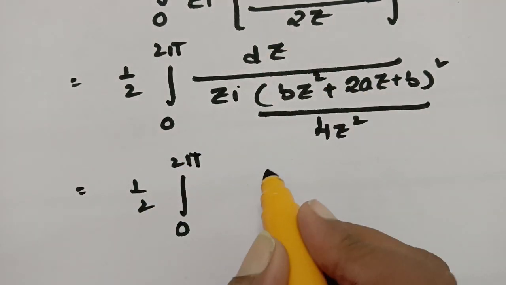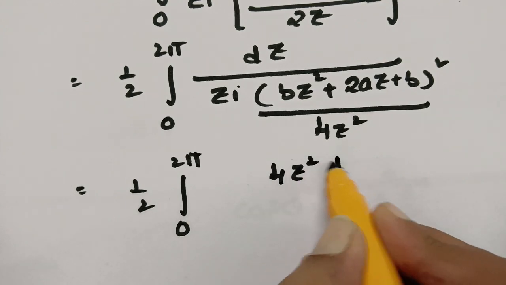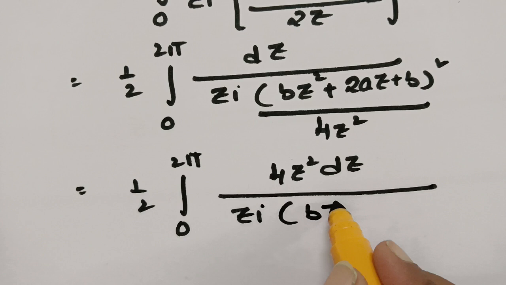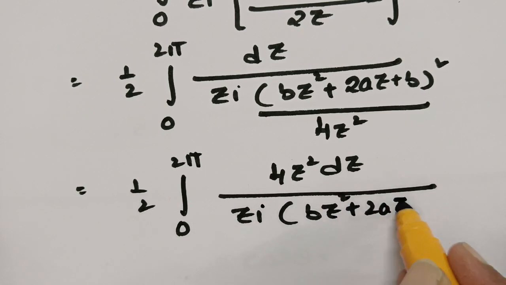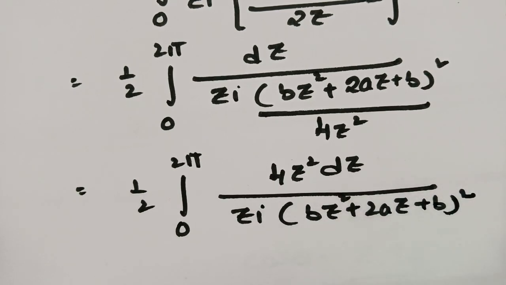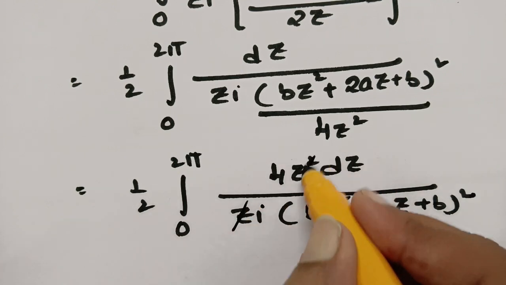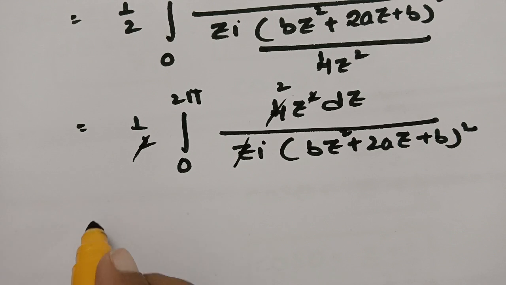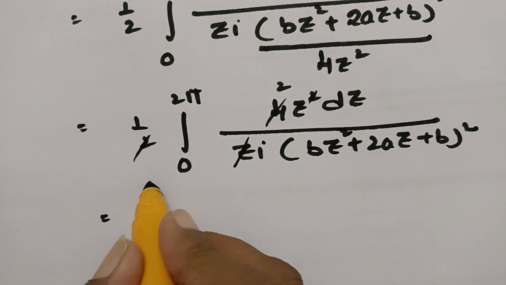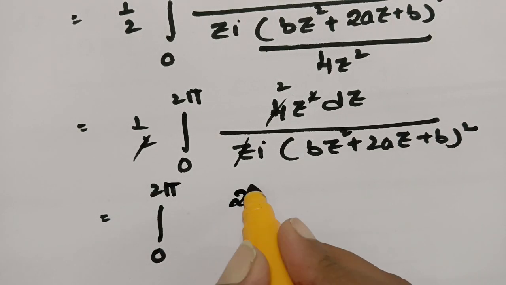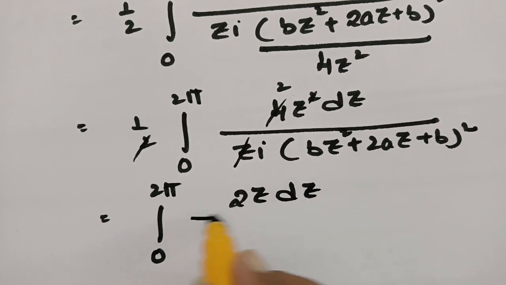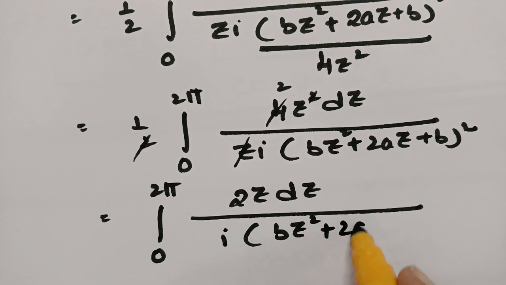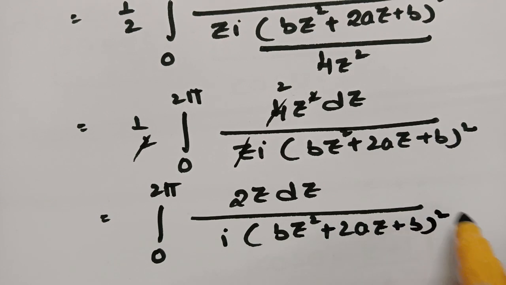So if I send it to the numerator, this will be 4z² into dz by, this value is z into i, this is (bz² + 2az + b)². Now which one can I cancel? z for one time, and in 2 the 4 goes as 2. So what remained here is the integral from 0 to 2π of 2z dz by i times (bz² + 2az + b)².